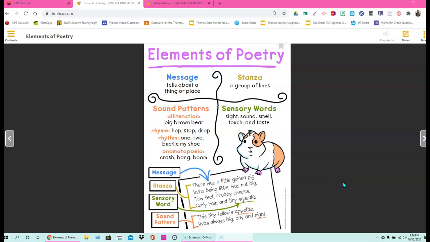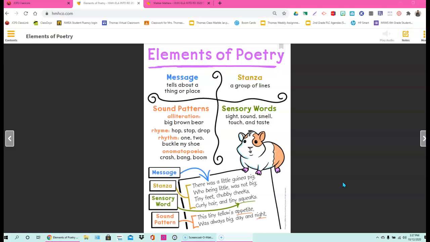I'm here to do a short little mini lesson about the elements of poetry. So after we've read Water Rolls, Water Rises, you saw a lot of different information. Okay, and we actually were applying all of these elements of poetry with all of the questions that I brought up in the presentation. So the first thing is the message. And this is what the author is trying to tell us about a thing or a place. So we know that the topic in Water Rolls, Water Rises was about water, right?